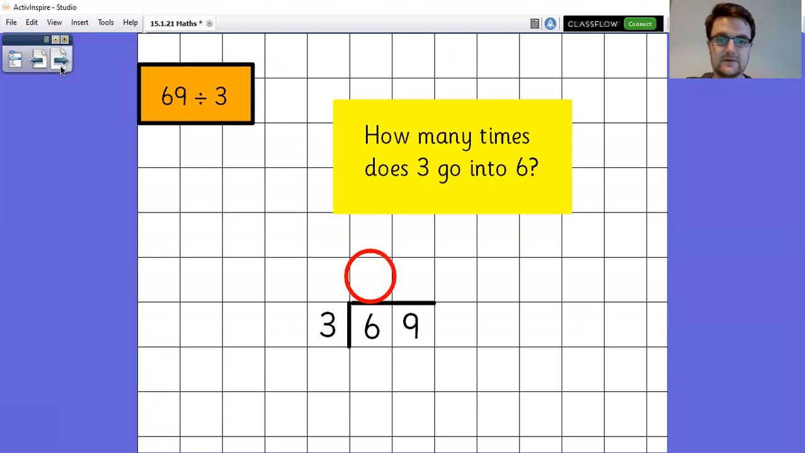Again, I can use this method. How many times does 3 go into 6? 3, 6, it goes in twice. How many times does 3 go into 9? 3, 6, 9, it goes in 3 times. So that gets me 23 as an answer.